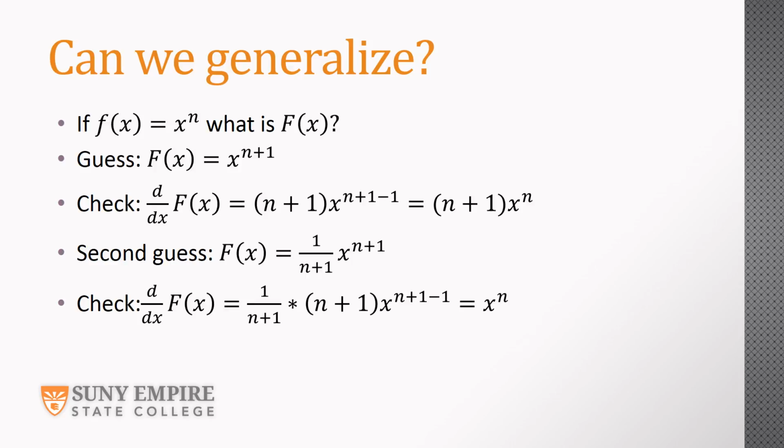Checking the derivative, we have 1 over n plus 1 multiplied by n plus 1 multiplied by x to the n. The n plus 1 and 1 over n plus 1 cancel each other out, and we are left with x to the n. So we have successfully found the antiderivative for a general term of a polynomial function. Let's take a look at an example and find the definite integral for a polynomial function.